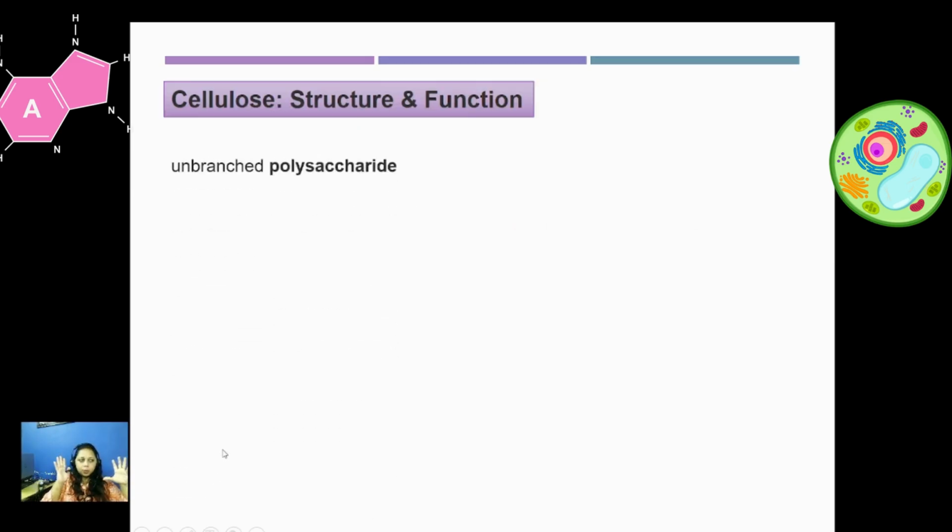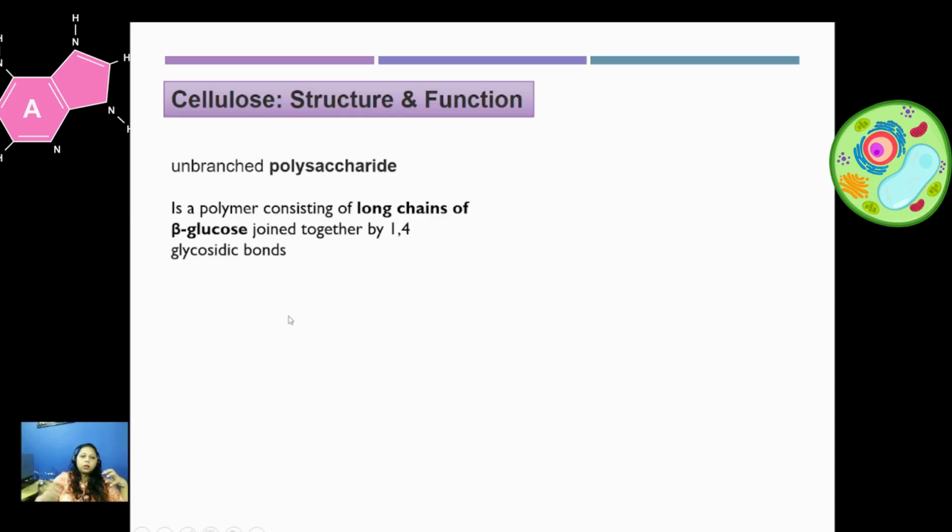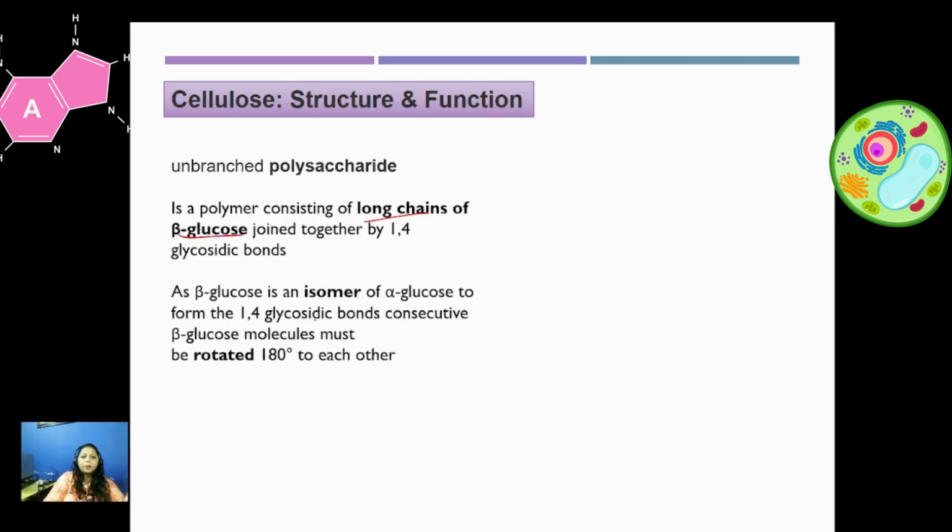Cellulose is the most important one in plants because it gives the basic strength to the plant cell. It's an unbranched polymer. We can say it's a long chain that is formed by beta glucose by 1,4 glycosidic bonds. Beta glucose is an isomer of alpha glucose, and I've explained the difference in the previous video as well. Whenever we talk about alpha glucose, the hydroxyl group is present below the carbon, while in beta glucose, it is present above the carbon.